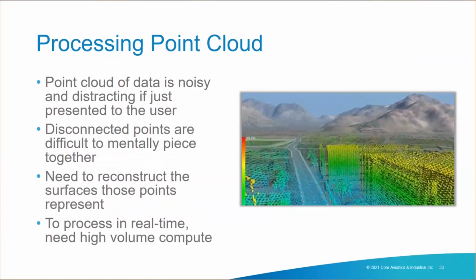Now, why would we want to process the data? Well, if you look on the right here, there's an example of unprocessed point cloud data, and it's very noisy when you look at it. There's lots of points. It's difficult to tell what the points are representing. Are they a building? Are they the terrain?